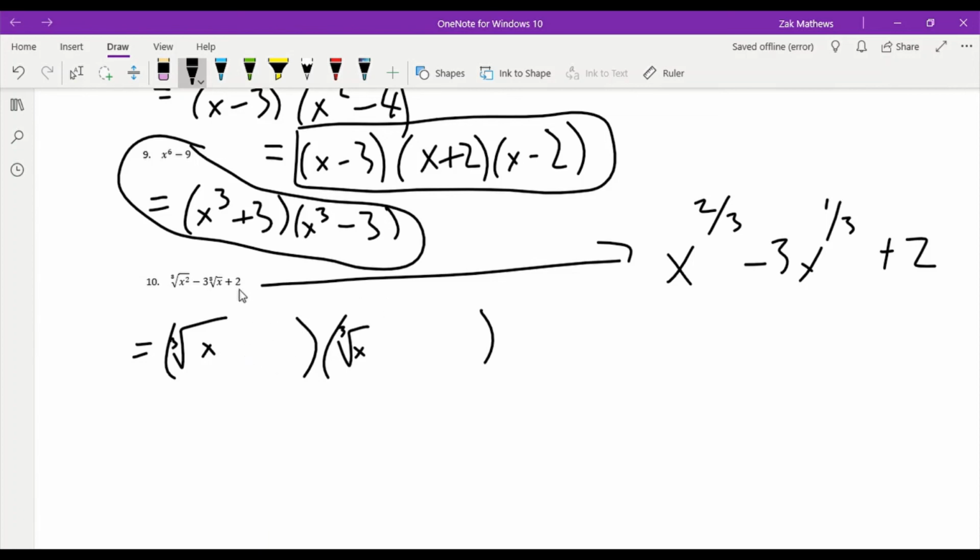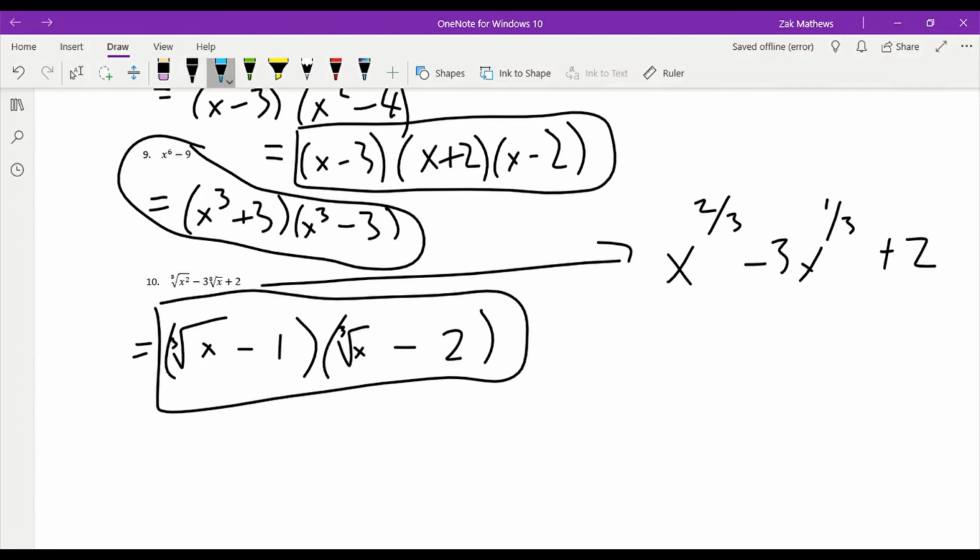The factors of 2 are 1 and 2, only possible factors. And then because this sign is positive, the signs are going to be the same. They're both going to be whatever that first sign is, so they're both going to be negative. If we were to check that, we'd have the cubed root of x times cubed root of x, which is a cubed root of x squared. Perfect. And we'd have minus 2 minus 1 cubed roots of x. That's a negative 3 cubed root of x. And then we have a -1 times a -2, which is a +2. And so we have that factored correctly.